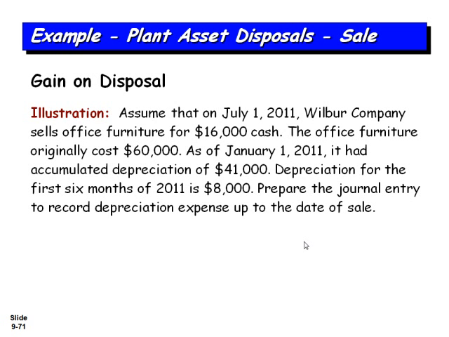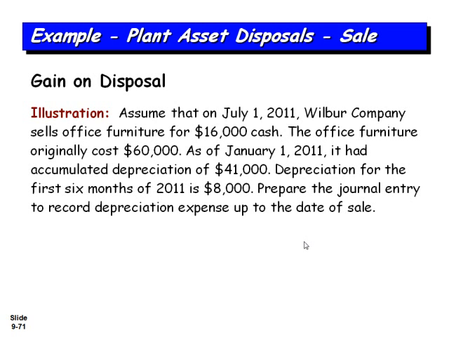First one, a gain on disposal. Assume that on July 1st, Wilbur Company sells office furniture for $16,000 cash. The furniture originally cost $60,000. And as of January, not July, but January, it had an accumulated depreciation of $41,000.